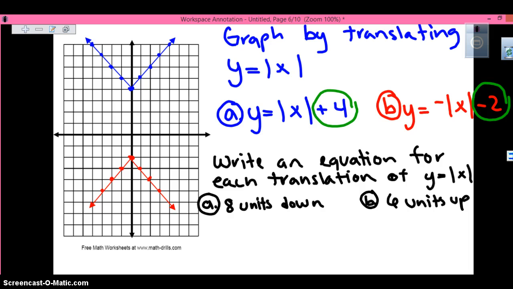We have to write an equation for each translation of y equals the absolute value of x. We're translating the graph 8 units down. We would write y equals the absolute value of x minus 8. This tells me that the graph is translated 8 units down. We're translating the graph 6 units up. We would write y equals the absolute value of x plus 6.